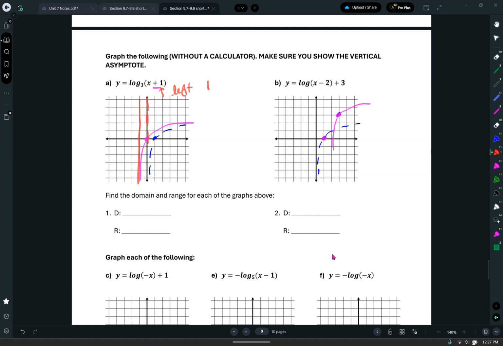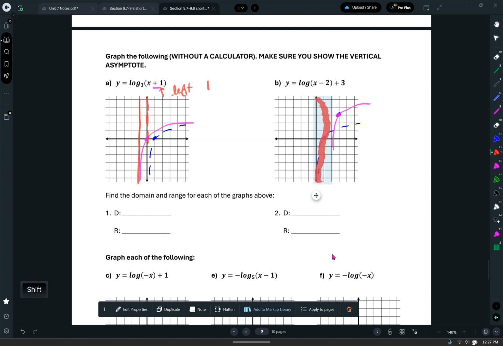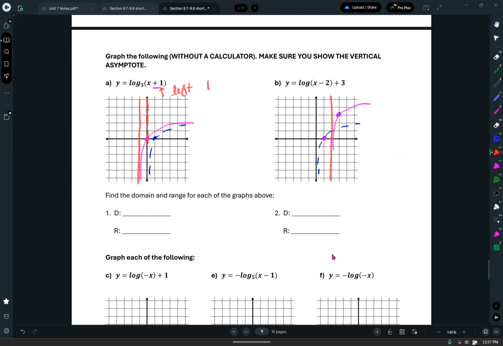On the first one, again, where the asymptote was originally right here on the y-axis, if I move the entire graph to the right 2 units, then that asymptote is moved to the right 2 units. So if I take that graph and I move it to the right 2 units, it's going to be right there. So again, you can see that the new graph levels off right there at x equals 2.